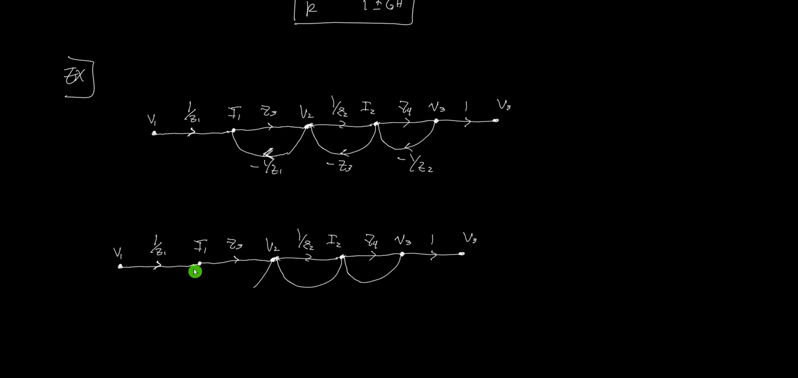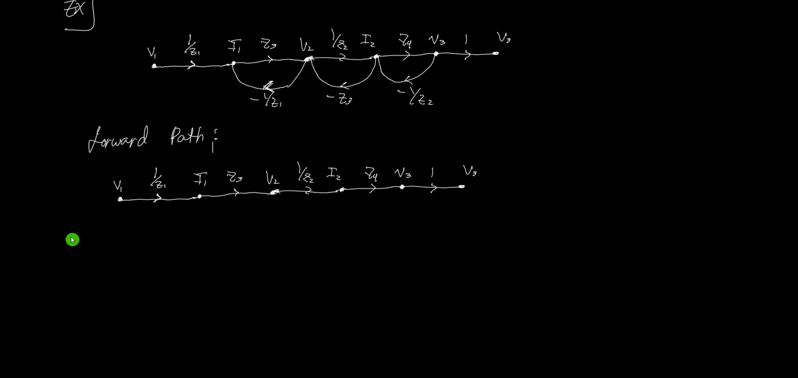Just remove the loops, and this will be our forward path. So this is the forward path. We can call it path 1. So what will be the gain of that forward path? This is P1.